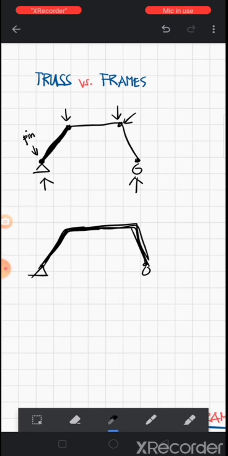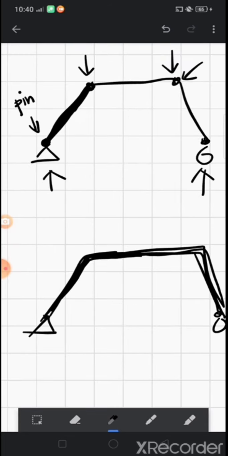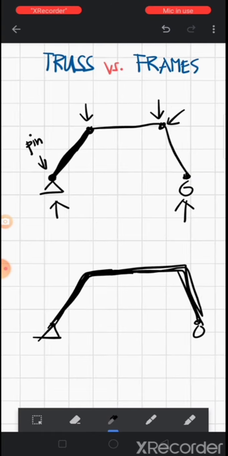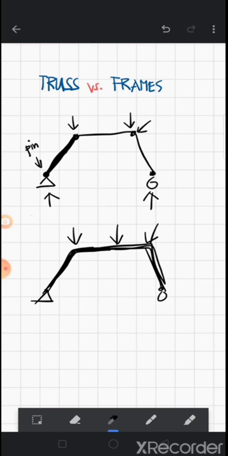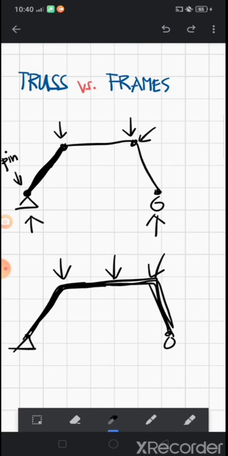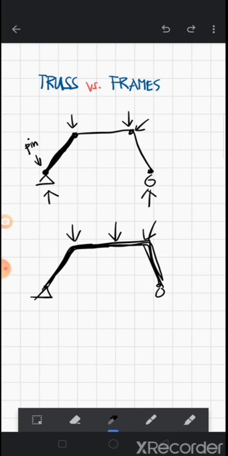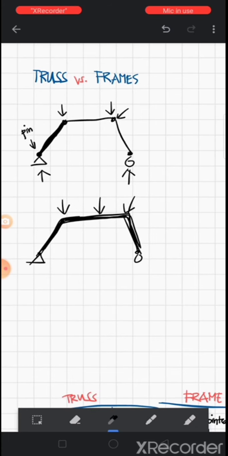Also, a frame can have 3-force members. Because as we talked a while ago, a truss cannot have a 3-force member, or a member that carries an external load in the middle of its span. It should only be at the ends or at the joints. Whereas frames can carry external loads in the middle or at the end.